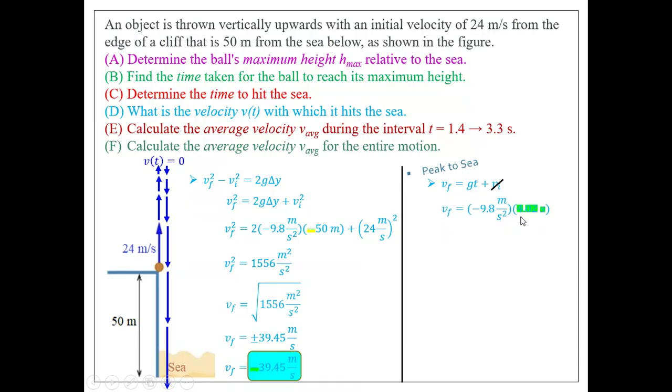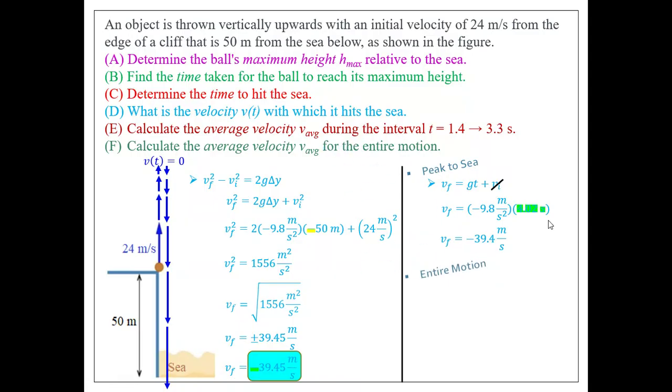And what time do I plug in? Well, I just need to plug in 4.02 seconds because in the previous slide, I found the time that it takes to fall from the peak all the way down to sea level is 4.02 seconds. So if I start at the peak and go down to sea level, the time must be the same, 4.02. And if you do that, you'll get the same answer, which is negative 39.4 meters per second.